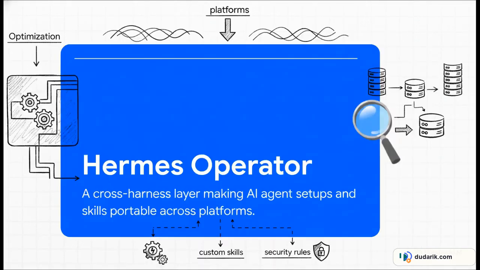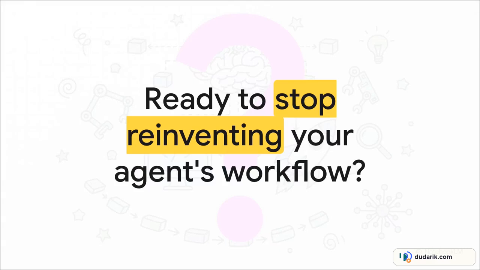And this is all tied together by their new Hermes operator layer. This acts as the cross-harness glue, and it really proves a much bigger point. We have to start treating AI agents like actual systems that require deliberate optimization. Just like you'd optimize a database or a front-end bundle, you have to optimize your AI context. The Hermes layer makes sure your custom skills and security rules are totally portable, no matter where the AI is running. So I'll leave you with this question to chew on.